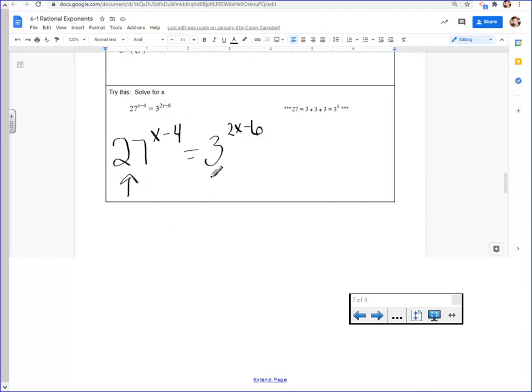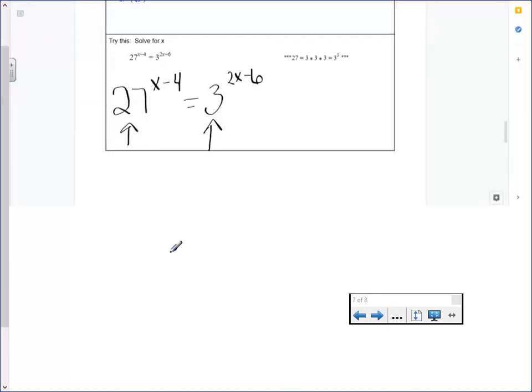Well, this one is a 27 and this one is a 3. Are those the same number? So you want to make them the same number, which luckily we know that 27, how do I get 27 with 3's? 3 times 3 times 3. 3 times 3 is 9, and then 9 times 3 is what?